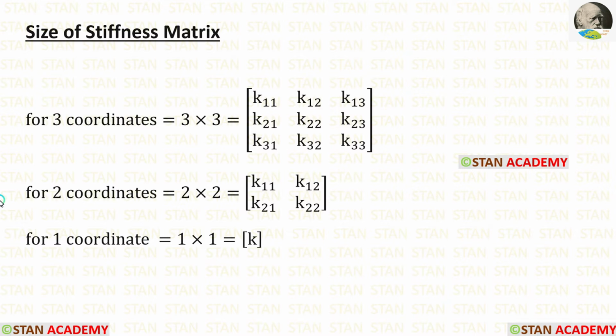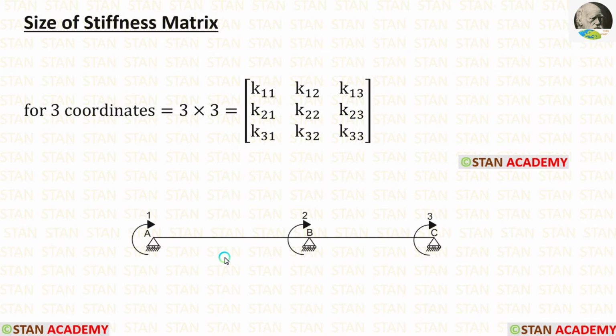Now let's see the size of the stiffness matrix. For 3 coordinates, the size will be 3 by 3. For 2 coordinates, the size will be 2 by 2. For 1 coordinate, the size will be 1 by 1. In this analysis, we are having 3 coordinates. So the size will be 3 by 3. In the matrix, we will have 3 rows and 3 columns. First, let us find the first row.